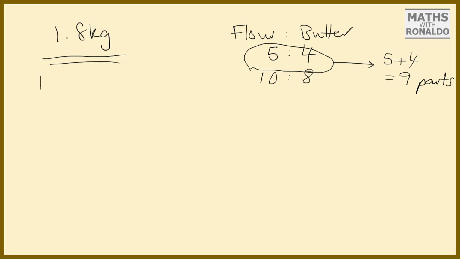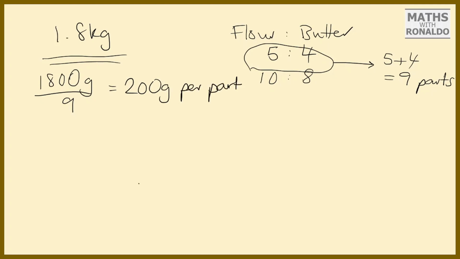So we have 9 parts that make up our 1.8 kilograms. Well, let's just convert into grams because it's easier. That divided by 9 gives you 200 grams per part. Well, if we look at the flour, it represents 5 out of 9 of the 1,800 grams. It represents 5 parts, and we have 200 grams per part. So we could say either flour equals 5 times 200 grams, which is equal to 1,000 grams of flour.